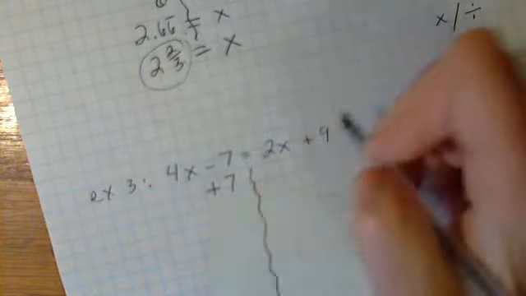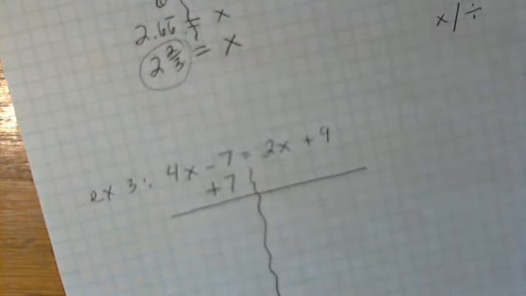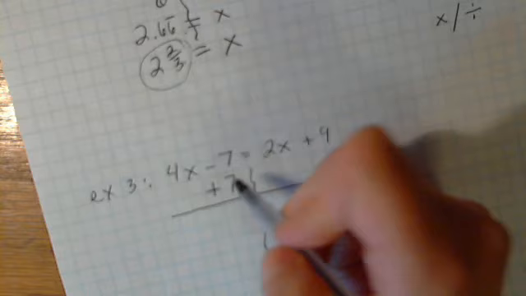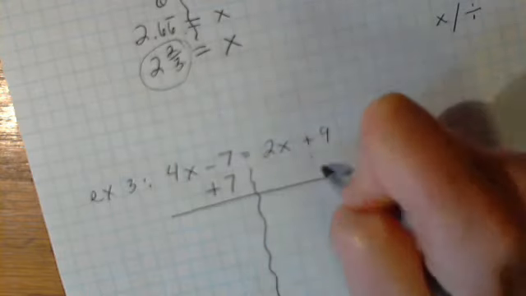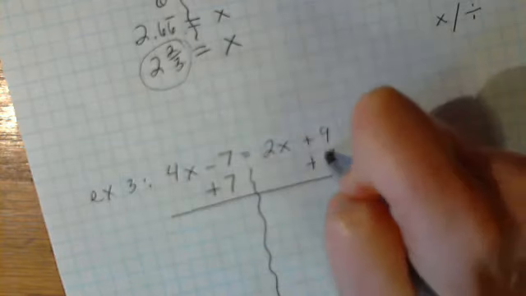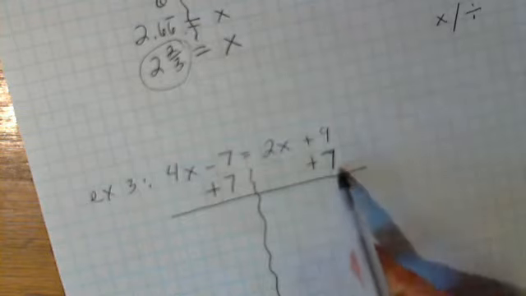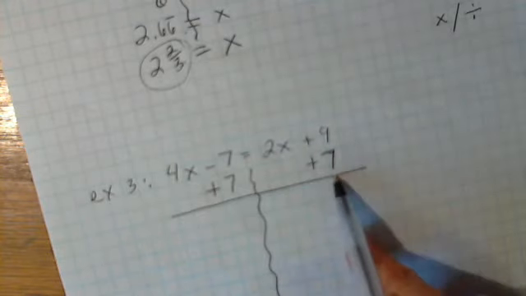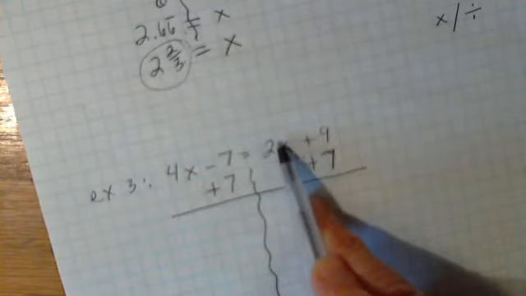Now, what do I do to the other side? Exactly the same thing. Where do I do it? Well, 7's a plain number. It's not an x term. So I have to keep like terms together. So I'm going to add 7 to the plain 9 because I can. I can't add 7 to 2x.